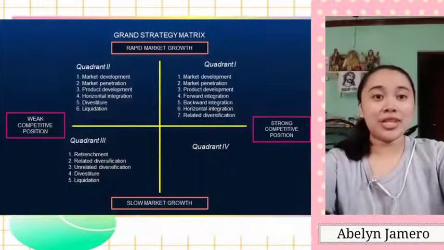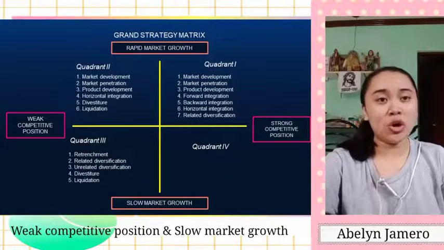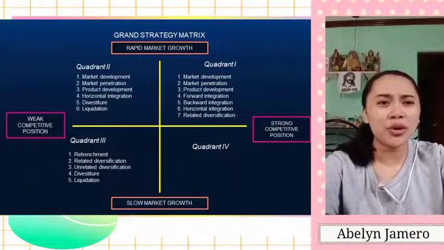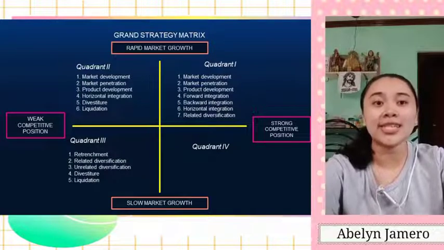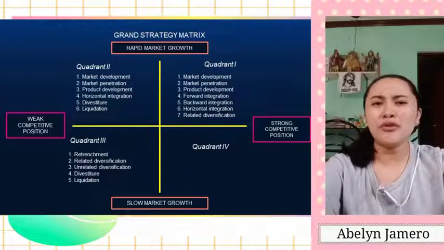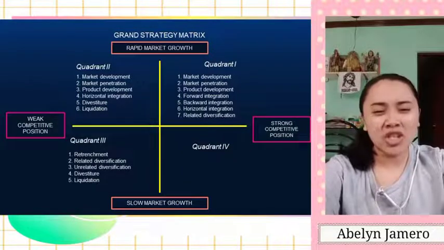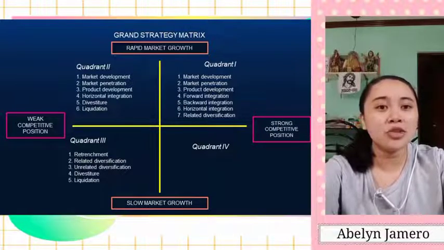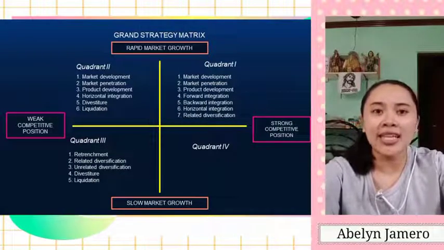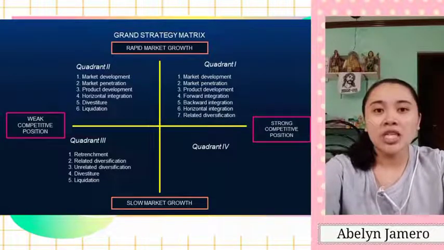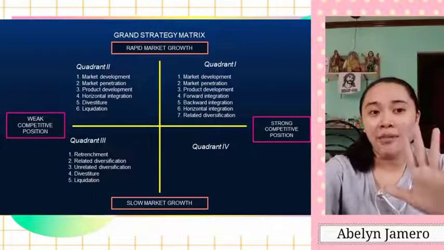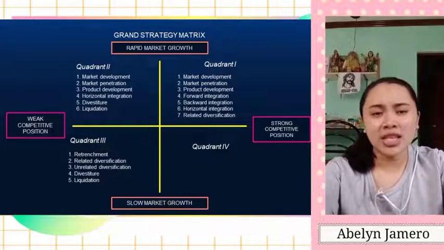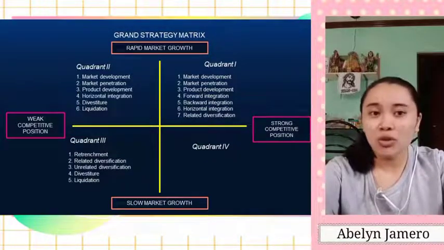Next is Quadrant 3, so weak competitive position and slow market growth. This quadrant is the most tricky position because you are not doing well and there's no huge opportunity that presents itself, unlike the second quadrant. So if the firm is in this position, the management should consider major changes to improve the firm's competitive position and to avoid further decline and possible liquidation of the company. So here the firm may use 5 strategies such as retrenchment, related diversification, unrelated diversification, divestiture, and liquidation.